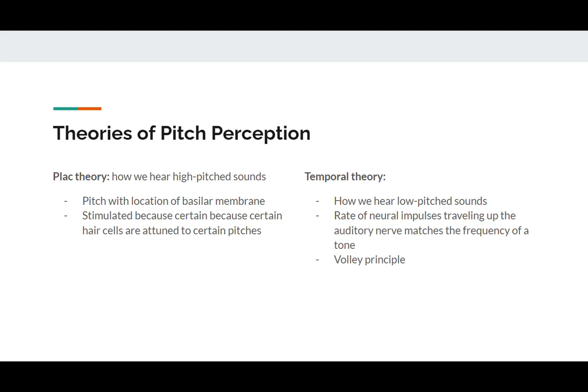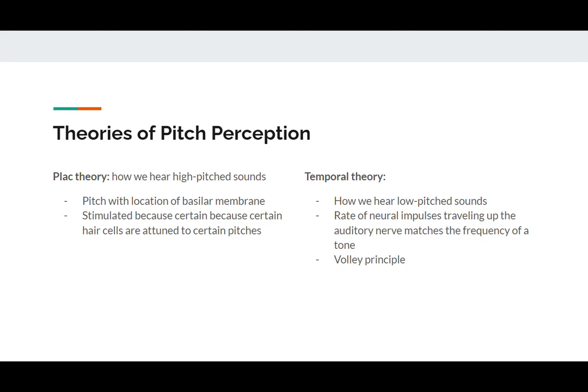However, low-pitched sounds have a low frequency. Their peak will be near the far end. Then the brain automatically assumes that sounds near the close end are high-pitched, while sounds near the far end are lower-pitched. Our second theory is the frequency theory, also called temporal theory.